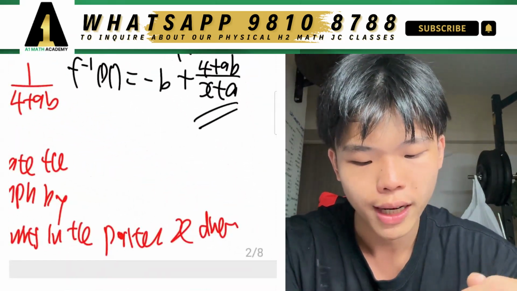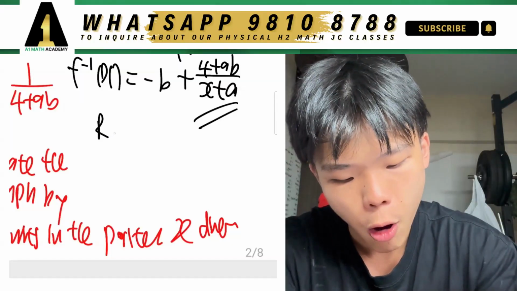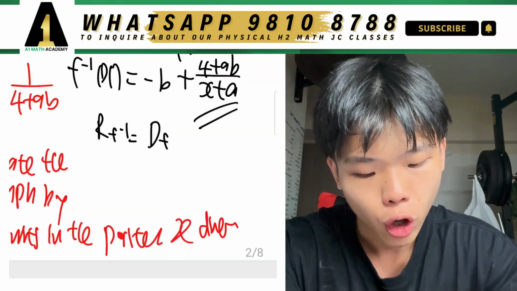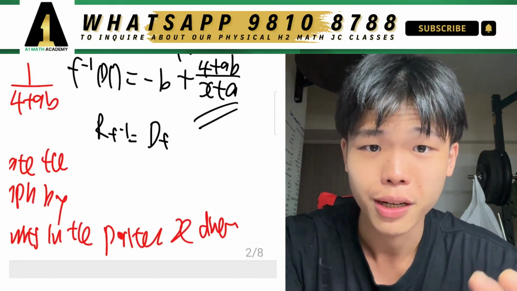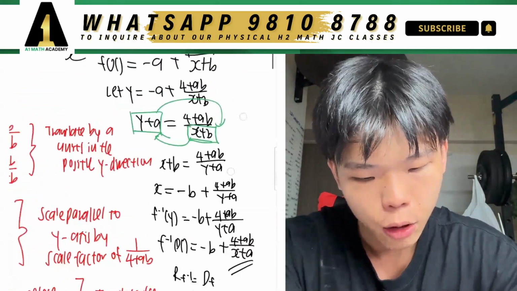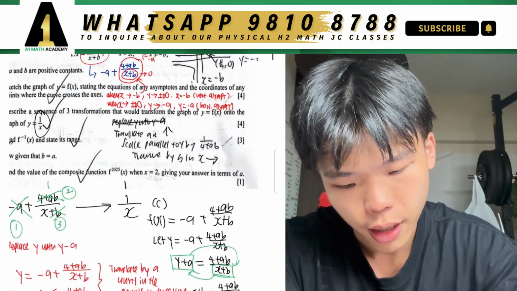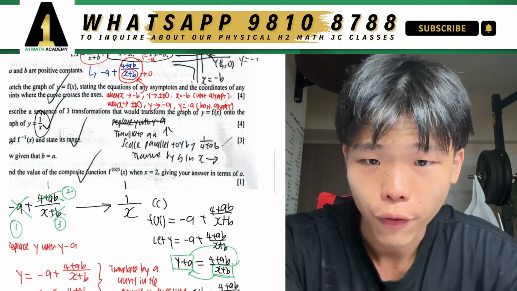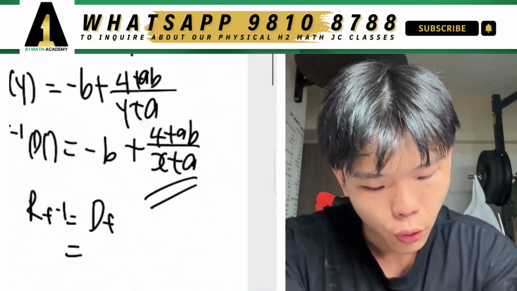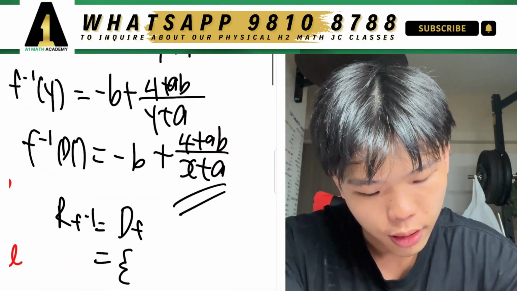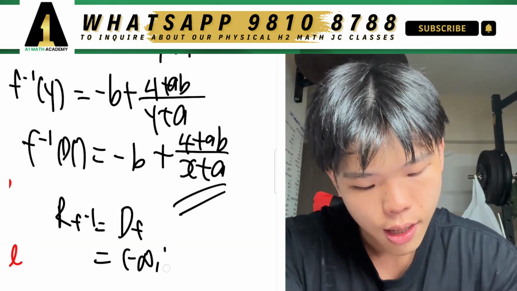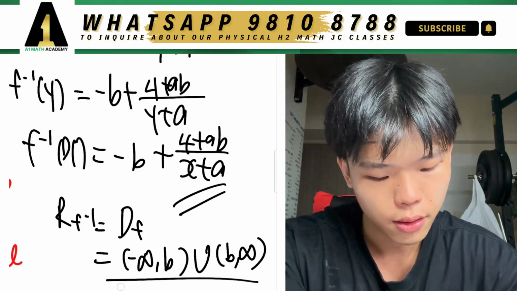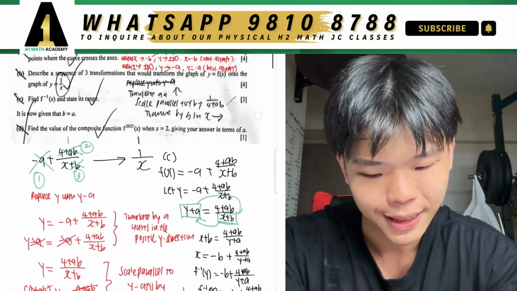So we know that the range is essentially the output. The output of the inverse function is essentially the input of the normal function, because they are complementary, literally quite the opposite of each other. And looking at this entire graph over here, we can see that the domain of the normal function is all the real values of x except for negative b. So over here we can say that it goes from negative infinity up until negative b, and from negative b all the way until positive infinity. And that's the final answer to this part C.